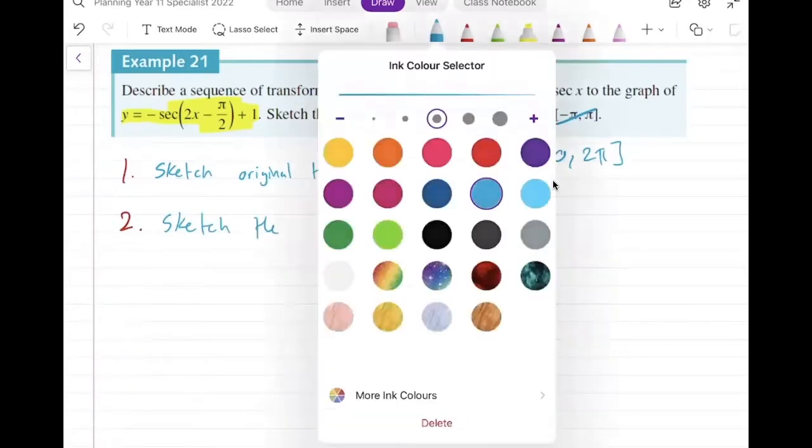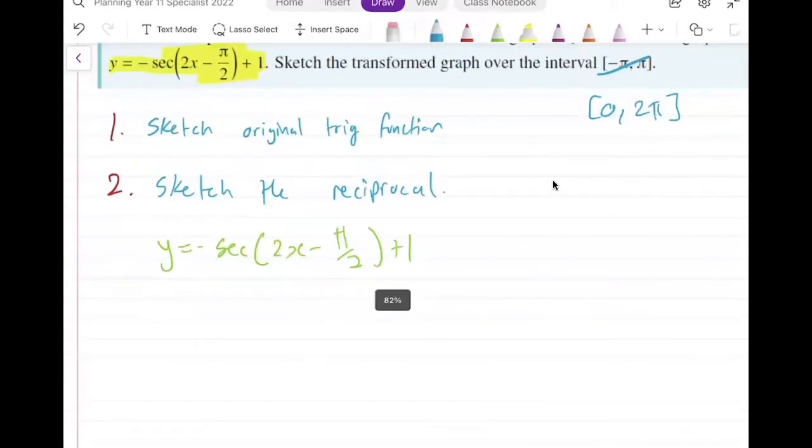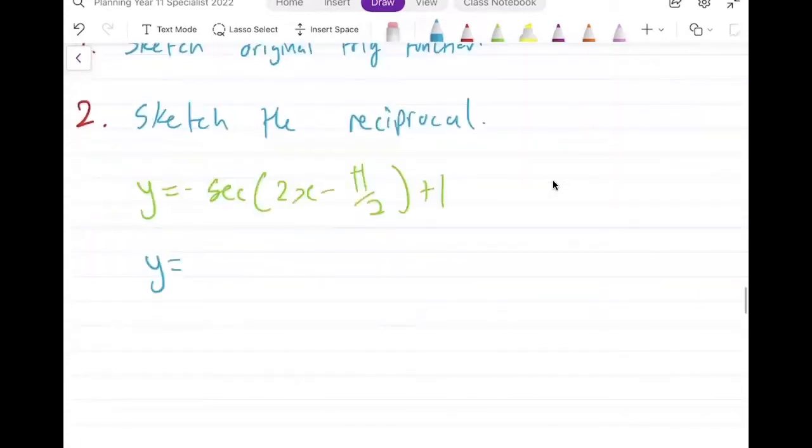If my graph is of y equals negative sec 2x minus pi on 2 plus 1, then my original function is going to be y equals negative cos, again, always using my third letter. My third letter is C, so it's going to be a cos function. 2x minus pi on 2 plus 1.